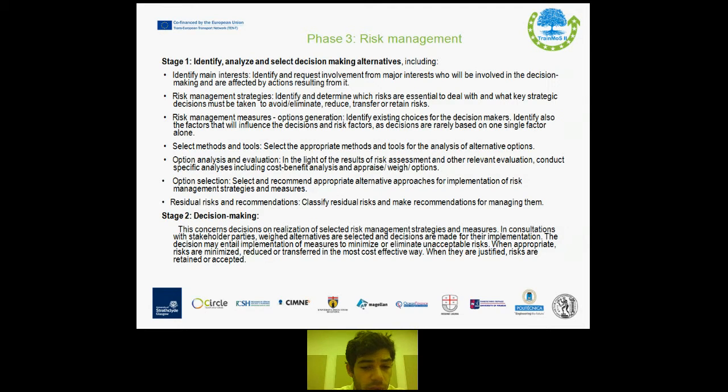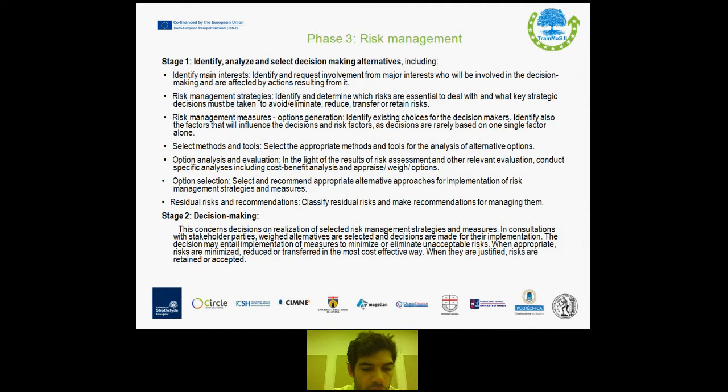Options analysis and evaluations, where in the light of the results of risk assessment and other relevant evaluation, conduct specific analysis including cost-benefit analysis and appraise and weigh options. Option selection, where you select and recommend appropriate alternative approaches for implementation of risk management strategies and measures, while finally, in stage 1, the residual risks and recommendation, where you classify residual risks and make recommendations for managing them. Moving to the second stage of risk management, which is decision making.